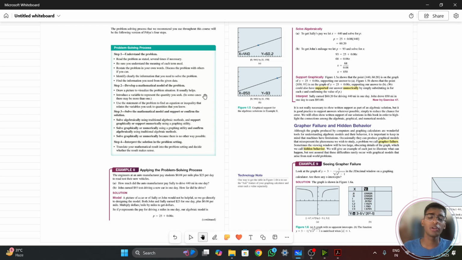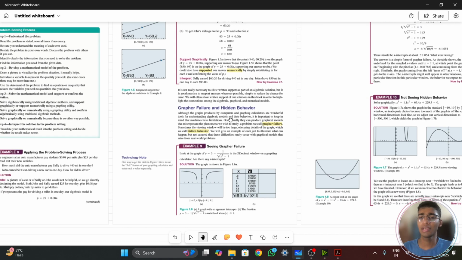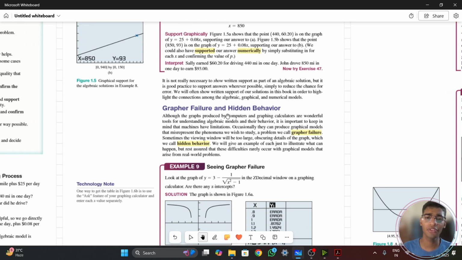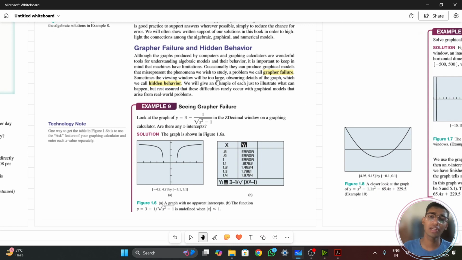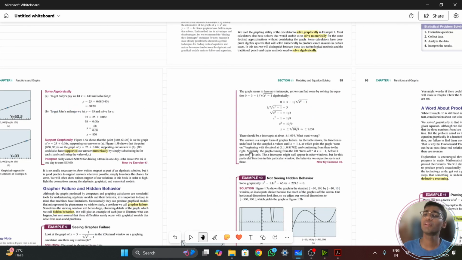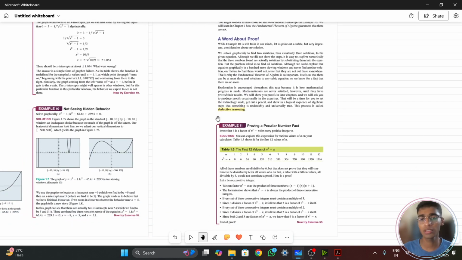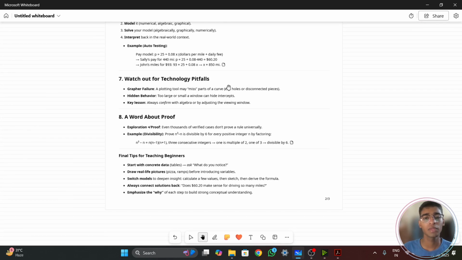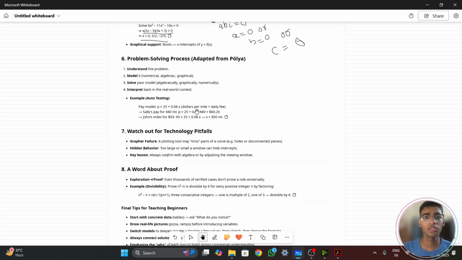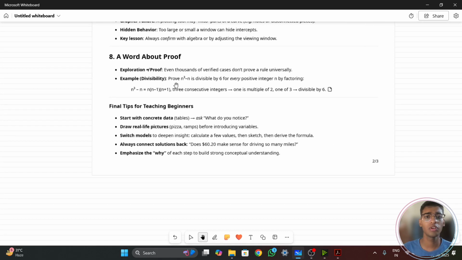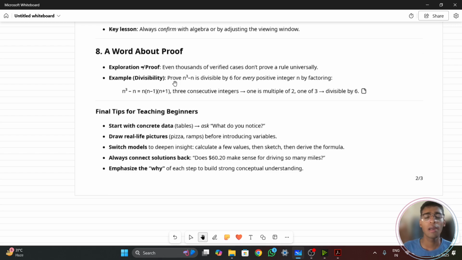So they have just talked about the problem solving process, and now we are coming on to the grapher's failure. What actually happens? The mistakes are that whenever you try to plot some graph, you have not taken into consideration some of the things which we'll be dealing with when we'll be solving the questions. Not right now, because it is not possible to understand just from this. So let's see what other things are left: technological pitfalls, problem solving, a word about proof. Okay, we have done with this.